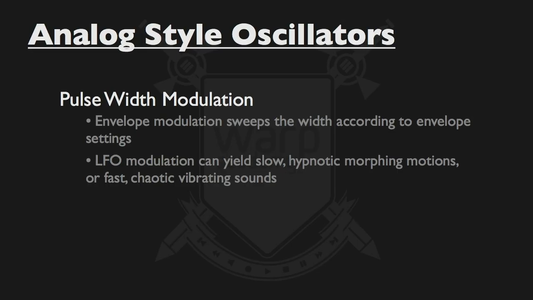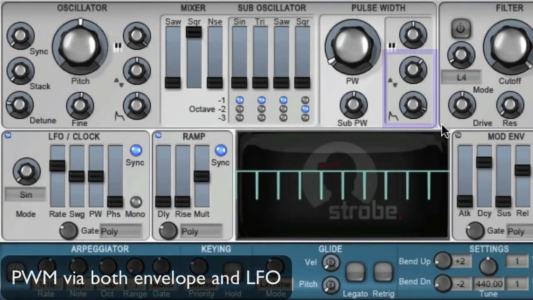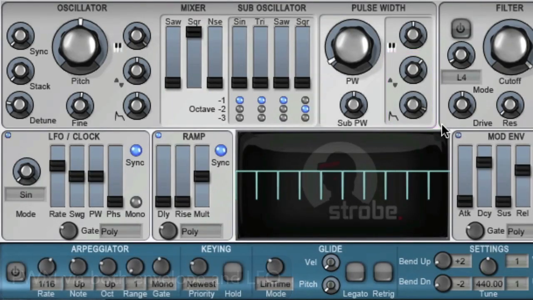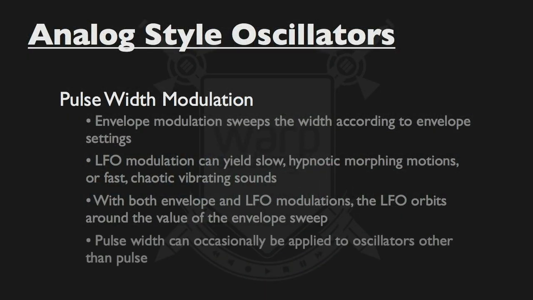If your synth is capable, there's no reason why you can't choose to use both modulation sources. In this case, in Synth Squad's Strobe, the envelope is sweeping the pulse width according to the values that we've set for it, but it also provides the center point for the LFO modulation. The LFO mod orbits around the value of the sweeping envelope by whatever amount we choose to define. Certain synthesizers allow for this type of modulation to be applied to other types of waves, with the saw usually yielding the best results. If this is available to you in your synth of choice, definitely try it out.